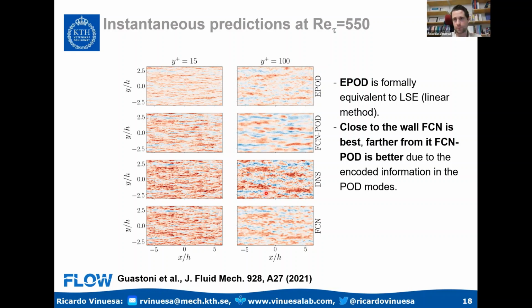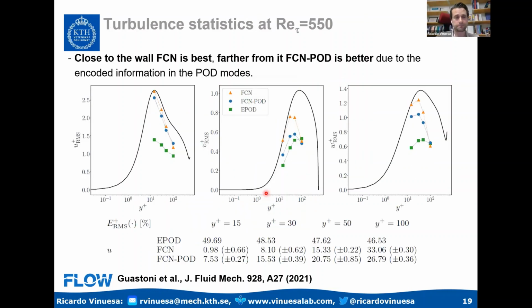Now, this is the instantaneous performance, but one can look at the turbulence statistics. What I'm showing you in black is the DNS, and in the left, center, and right panels, we have the streamwise, wall-normal, and span-wise velocity fluctuations. The triangle is the FCN method, where I predict the whole signal. The dot is the FCN POD, where I use the POD coefficients. And the square is the extended POD, which is the linear method. Now, clearly, the linear method is worse. It's really not able to consider all the nonlinear interactions in the flow.